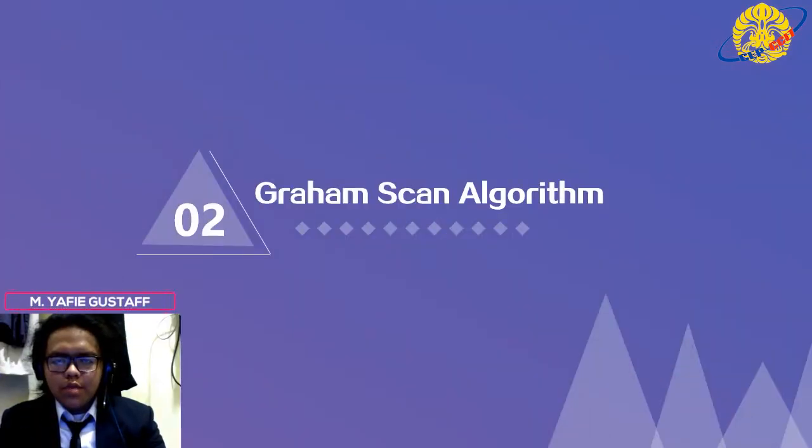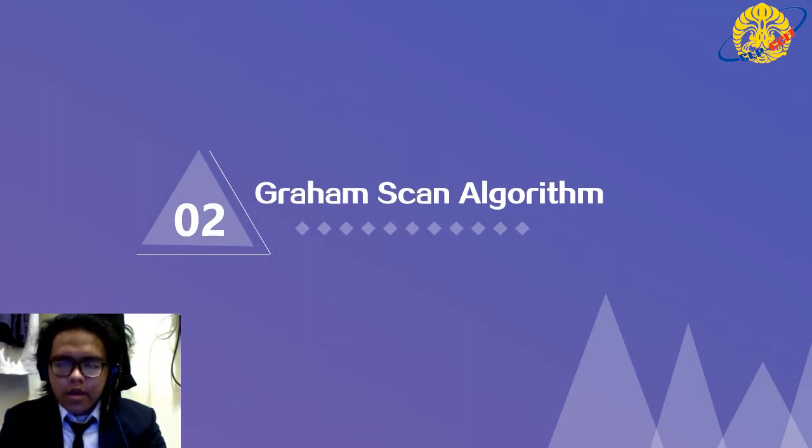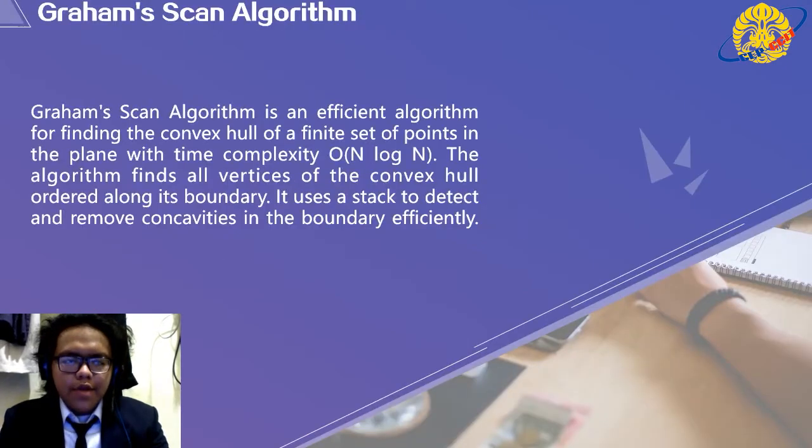Hello, my name is Muhammad Yafie Gustaff, and I want to explain about the Graham scan algorithm and how it works. First is the Graham scan algorithm. Graham scan algorithm is an efficient algorithm for finding the convex hull of a finite set of points in the plane with time complexity O(n log n). The algorithm finds all vertices of the convex hull ordered along its boundary. It uses a stack to detect and remove concavities in the boundary efficiently.